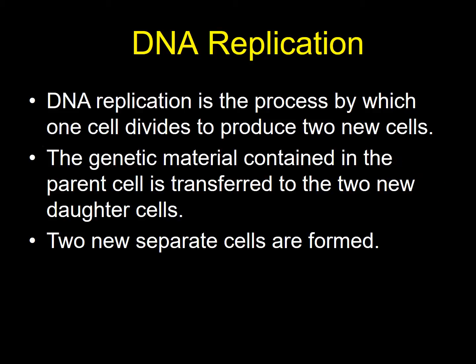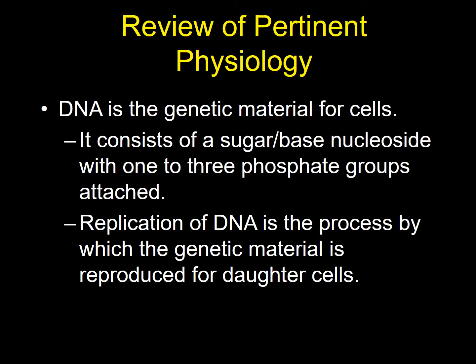So if you didn't remember, DNA replication is that process by which one cell divides to produce two new daughter cells. The genetic material contained in the parent cell is transferred to the two new ones, and these are masters. DNA is a master code. It is generally considered to be error-free or flawless, and you have two new separate independent cells. DNA is the genetic material.